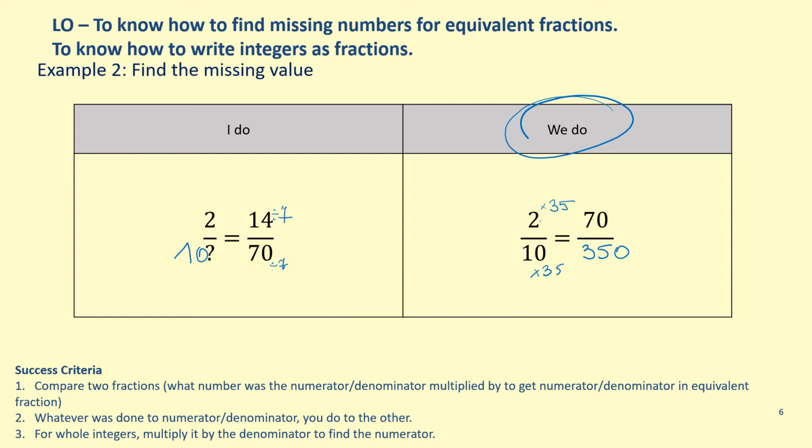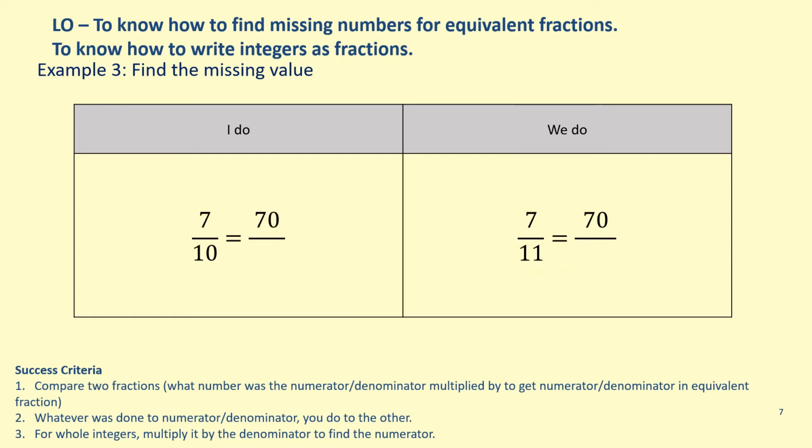Let's move on. Example 3. 7/10 is equal to 70 over something. So I'm looking for the denominator in this fraction. I compare the numerators 7 and 70. What did I do to 7 to get 70? I multiplied it by 10. Whatever I do to the top of the fraction, I have to do to the bottom to get an equivalent fraction. So 10 times 10 equals 100. So the equivalent fraction is 70 over 100. Now pause this video and attempt the "we do" question.